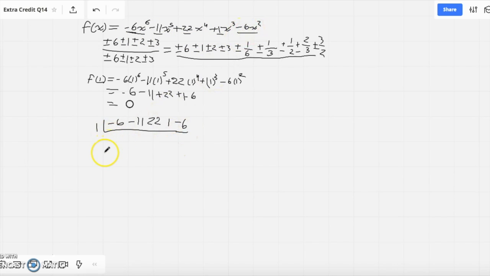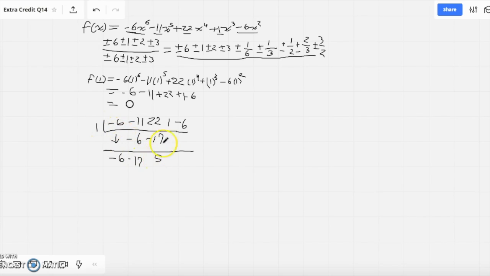So next, we'd start our synthetic division. So we drop this -6 down, and then you would multiply these two terms. So 1 times -6 is going to be -6. Then what you do is you add these two terms. So that's going to be -17 after you add those. Then 1 times negative 17 would be, again, negative 17 plus 22 would equal 5.